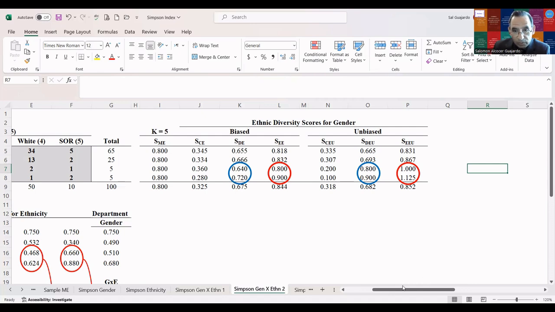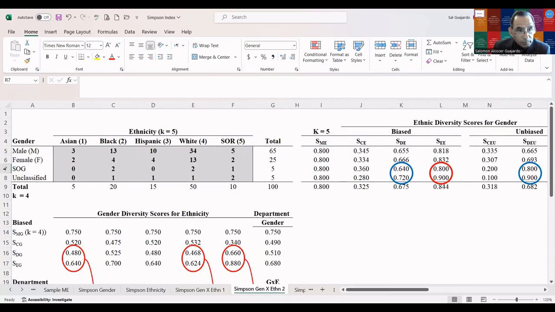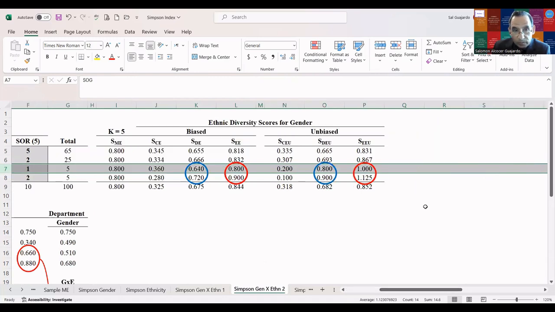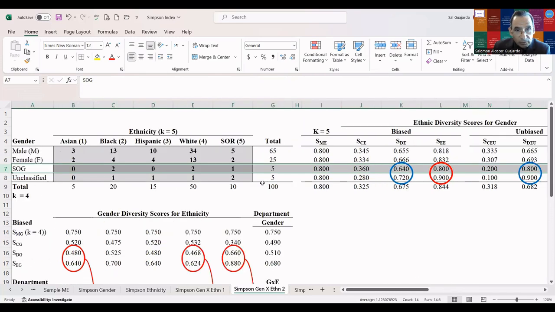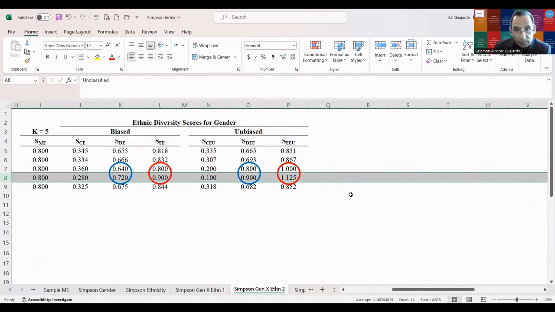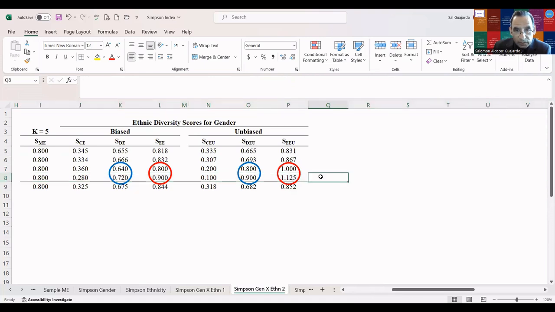Again, if you look at some other gender, the score is 0.1. If you look at some unclassified, there are 5 individuals as unclassified. So when you use the formula for the unstandardized scores, the standardized score is going to be 1.125, which exceeds, again, the maximum value of 0.80.